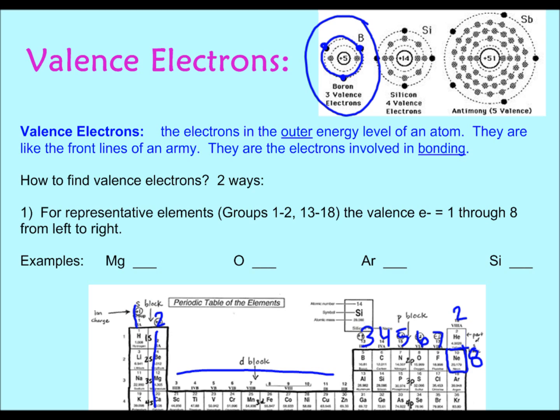So looking at our examples here, starting with magnesium. Well, where is magnesium located? It's located right here. So as we can see, it's going to have 2 valence electrons, just because it's in that second column. Okay, oxygen. Oxygen's located on the other side. So it's going to have 6 valence electrons. Argon is over here in the noble gas area with 8 valence electrons. And silicon, lastly, will have 4. Okay, so based on where they're located on the periodic table, because of the trend, it will tell you how many valence electrons each atom has.